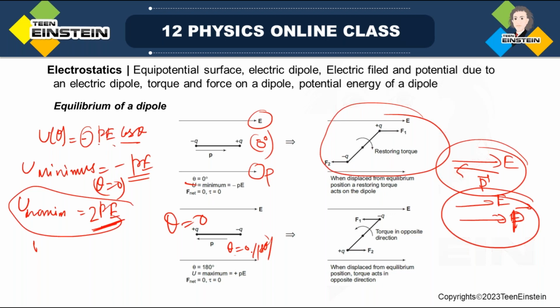Okay, so that's why when a dipole makes an angle of 0 degree or 180 degree, that means they are parallel or anti-parallel. So in case of parallel, the direction of the electric field and the direction of the dipole being the same, that is what I am terming as parallel, anti-parallel, etc.